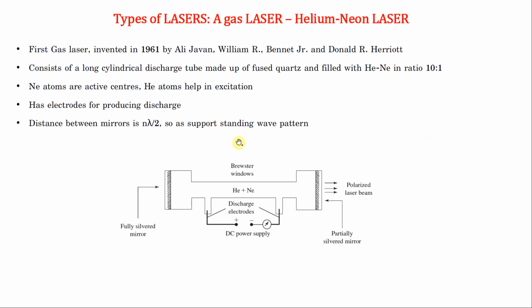Now one more point is the distance between the mirrors here. So we have the resonant cavity, the resonator, optical resonator. We do have mirrors here. So the distance between these two mirrors will be nλ/2. It will be an integral multiple of λ/2, where λ is the wavelength of the light being produced. This is done so that it produces a standing wave pattern. So you all know about what is a standing wave or a stationary wave.